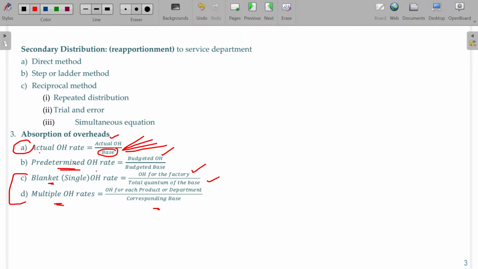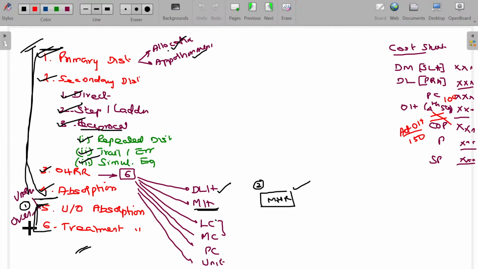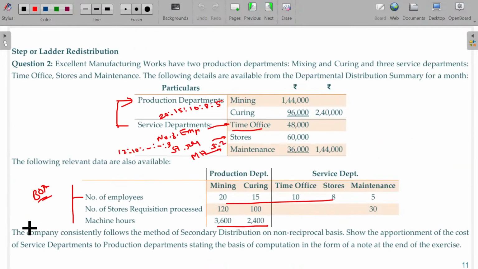Okay, you know that the actual overhead recovery rate is very simple: actual overhead divided by the base. The base could be one of the 6 items we have. Predetermined is nothing but, based on the estimations, we calculate the overhead recovery rate. Blanket and multiple overhead recovery rate.